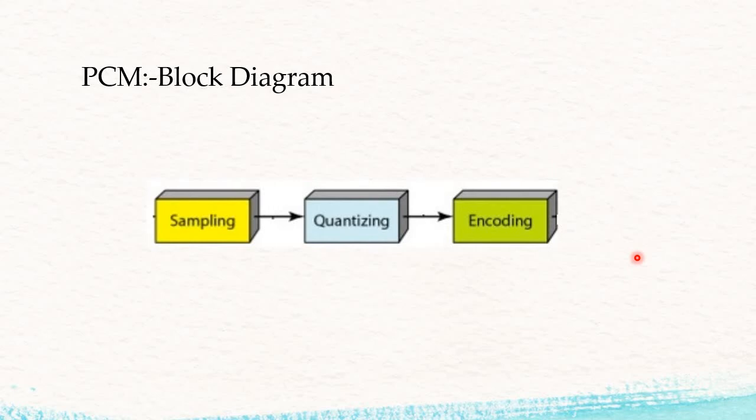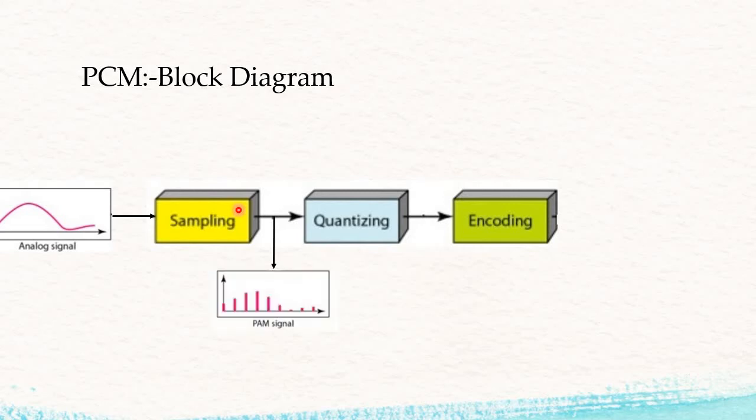The block diagram of PCM. The PCM system consists of 3 basic blocks: sampling, quantizing and encoding. Now the input signal, an analog signal, is given as an input to the sampling block. What will the sampling do? Sampling will perform the sampling. We have 2 types of sampling: natural sampling and flat top sampling. What's the principle?